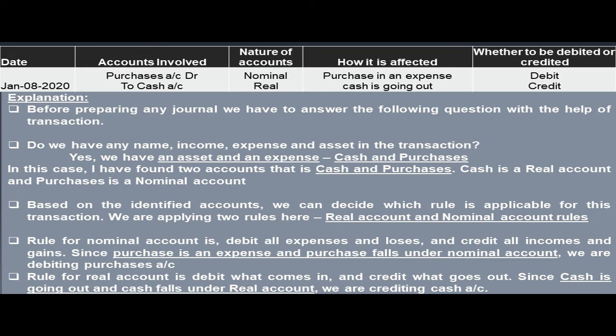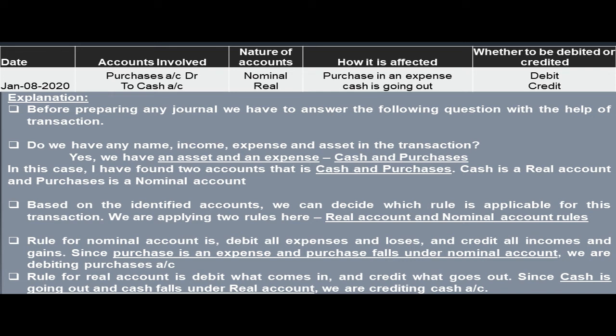Based on the identified accounts, we can decide which rule is applicable for the transaction. Here we are applying two rules, that is the real account rule and nominal account rule. The rule for nominal account is debit all expenses and losses, credit all incomes and gains. Since purchase is an expense and purchase falls under nominal account, we are debiting purchase account. And the rule for real account is debit what comes in and credit what goes out.